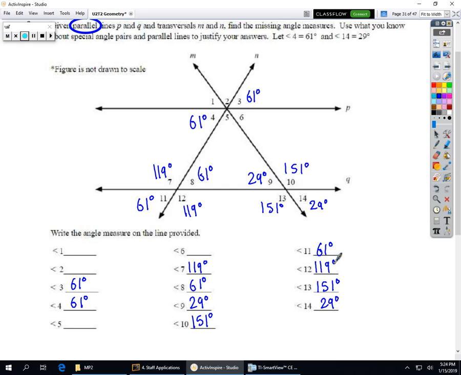After alternate interior, I could use corresponding. That's 29, which means that's 29. I guess these are also alternate interior as well. If that's 29, then that's 29. So 1 and 6 are 29.